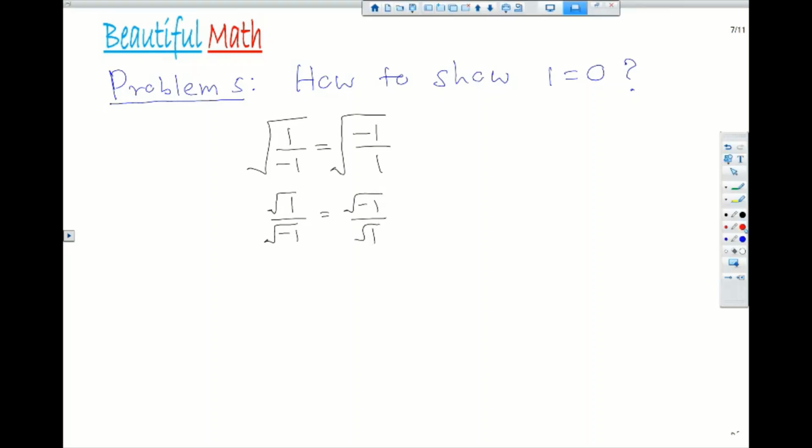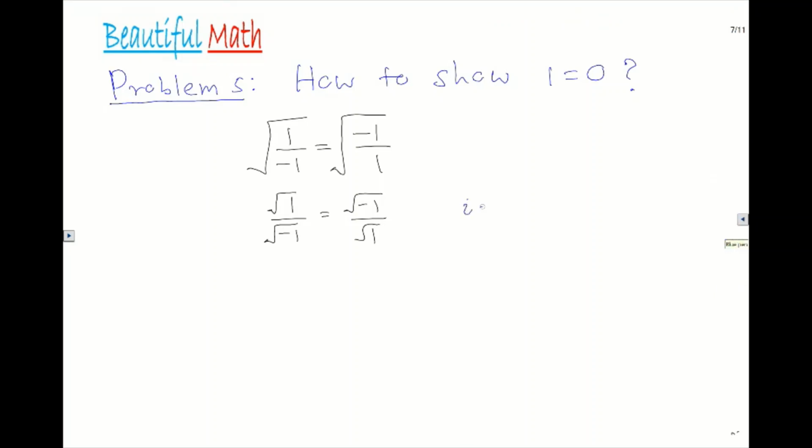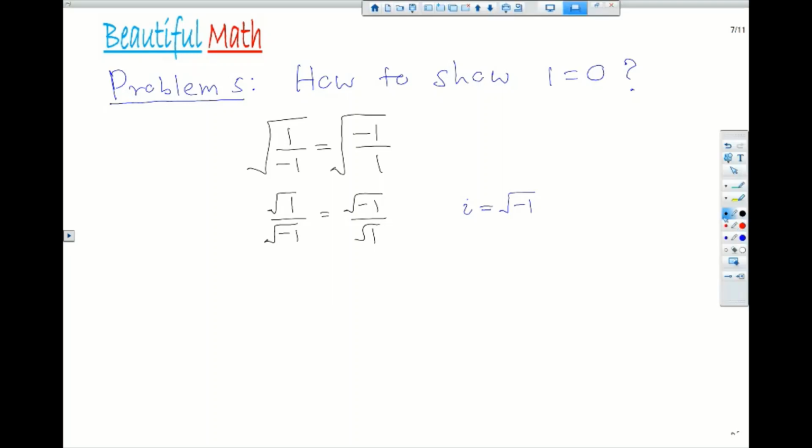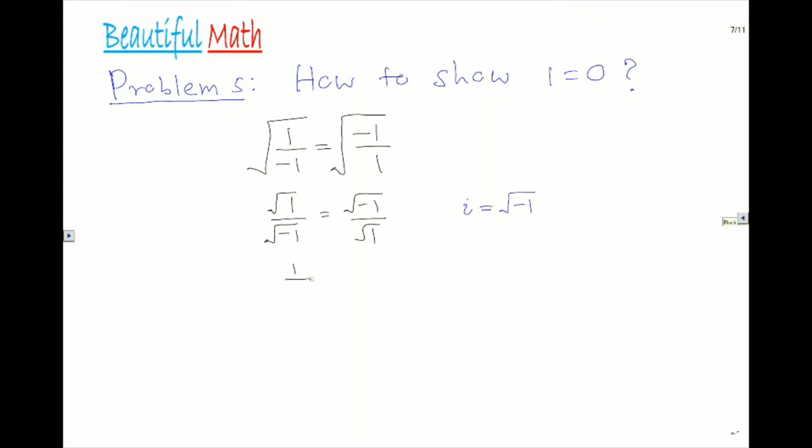And then we know from complex numbers that i is the square root of negative 1. That's how we define the complex numbers. So we can use that here now. We can write this as: the square root of 1 is 1, so 1 over the square root of negative 1, which is i, is equal to the square root of negative 1, which is i, over the square root of 1, which is 1.